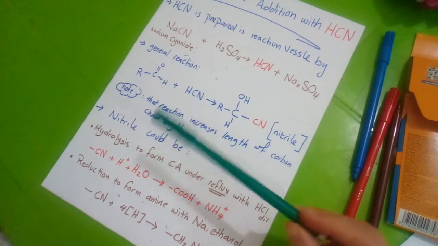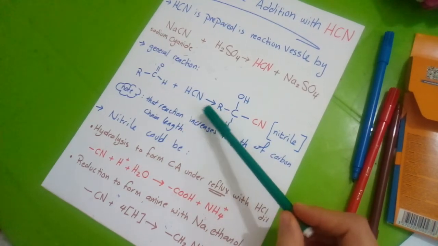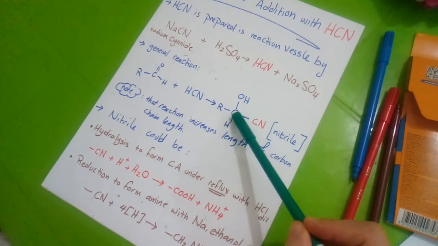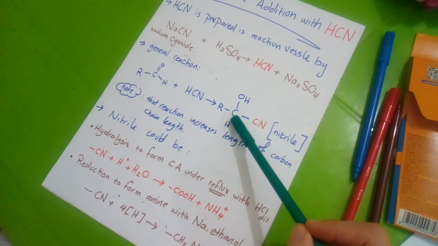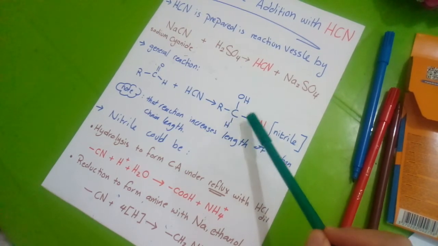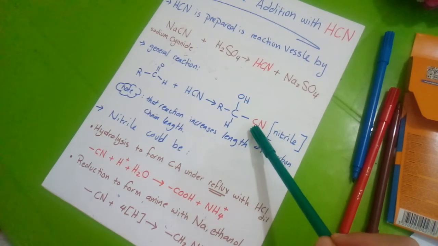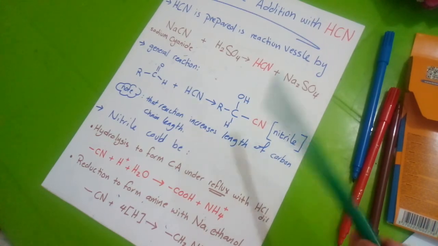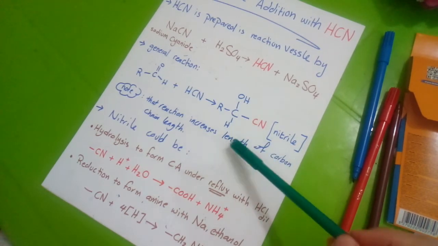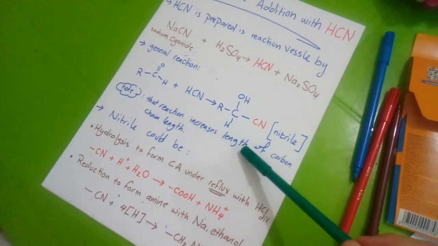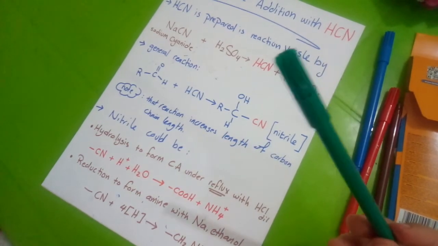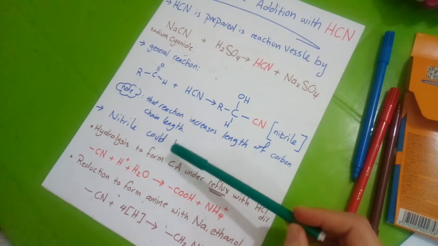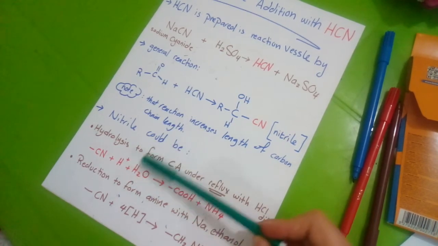Okay, guys, in this type of addition reaction, I'm increasing my carbon chain by one carbon. Here I have a fixed number of carbon atoms in my chain, but when we add that nucleophile, I'm adding a carbon, so I'm increasing the length of the carbon chain. So keep in mind that nucleophilic addition with hydrogen cyanide will increase your chain by one carbon.